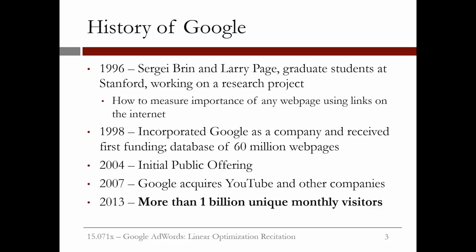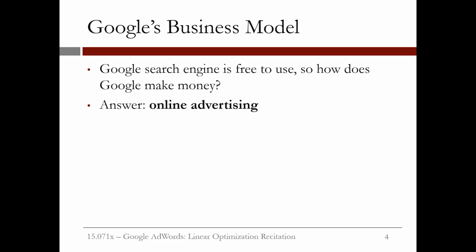Now, you may be rather surprised to hear that Google does not actually make any money directly from its search engine. In fact, Google's search engine is free for anyone to use. So then, how does Google make money? And the answer is through online advertising. Basically, Google sells space on its web pages, in particular, results of its search queries, to outside companies. These companies can then place advertisements or ads on these spaces.